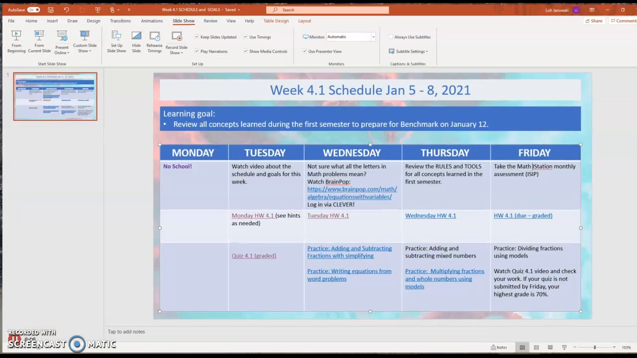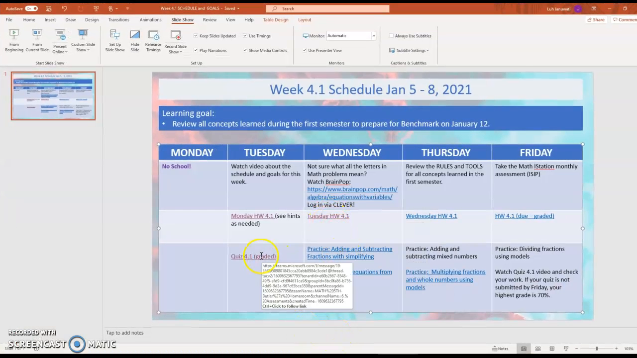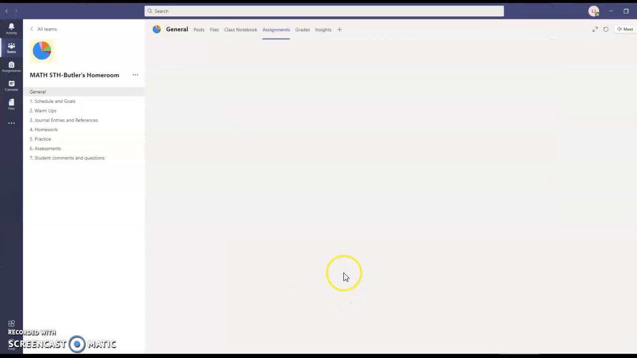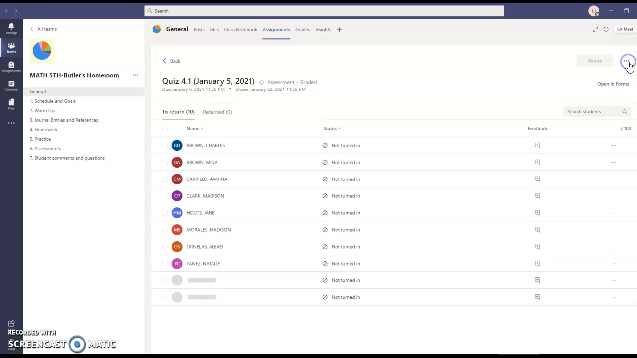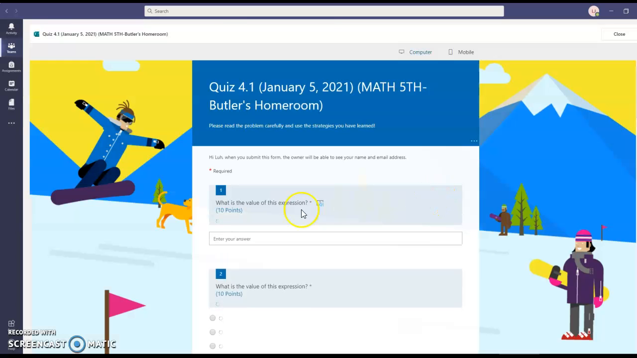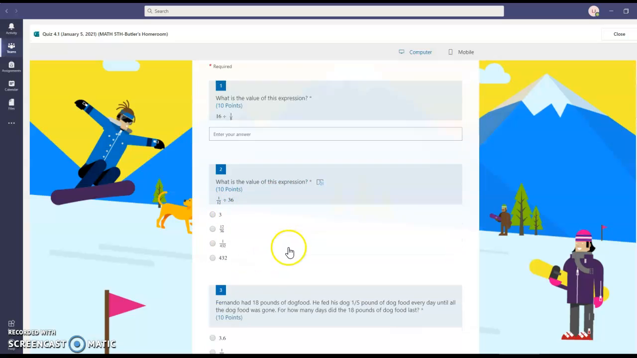Let's go back to 4.1. The quiz, so press Control and click. Yes, the quiz is in Forms. For the quiz, I'm not giving you hints. Since it's a quiz, I just want to see what you can or cannot do yet, okay? What's the value of this expression? What's the value of that expression?